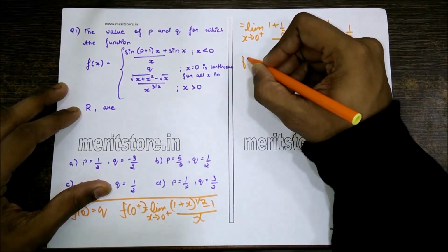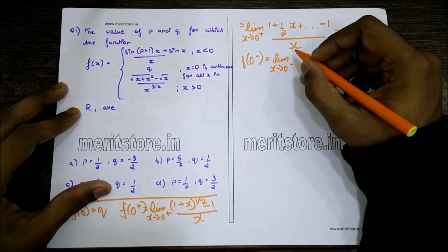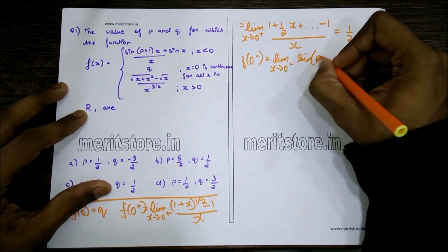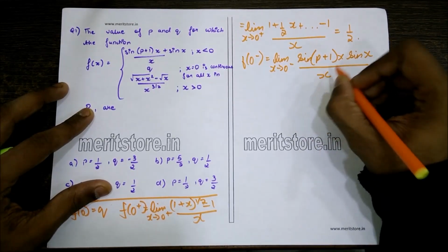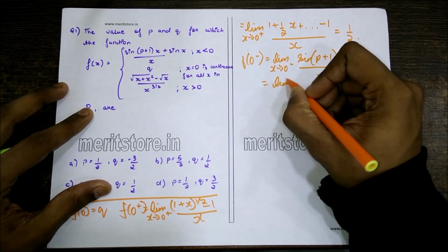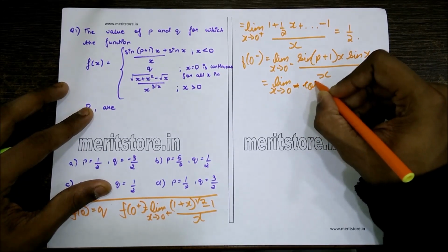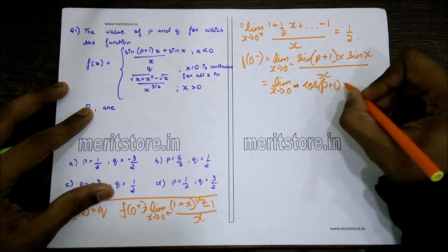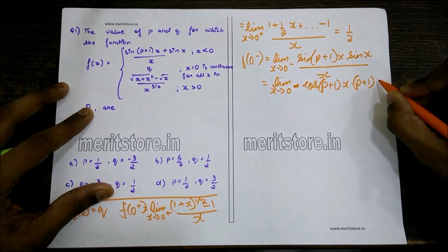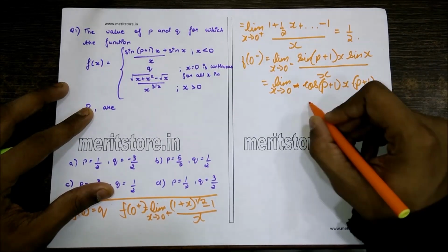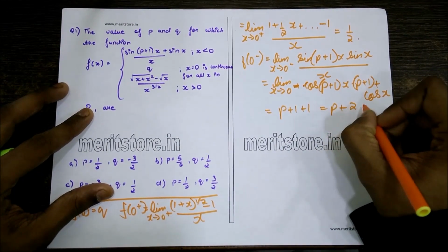Now f of 0 on the negative side, the limit gives us limit of x tends to 0 on the negative side, sine of (p plus 1)x plus sine x by x, which is equal to limit of x tends to 0 on the negative side, cos of (p plus 1)x into (p plus 1) plus cos x, which gives us p plus 1 plus 1, that is p plus 2.